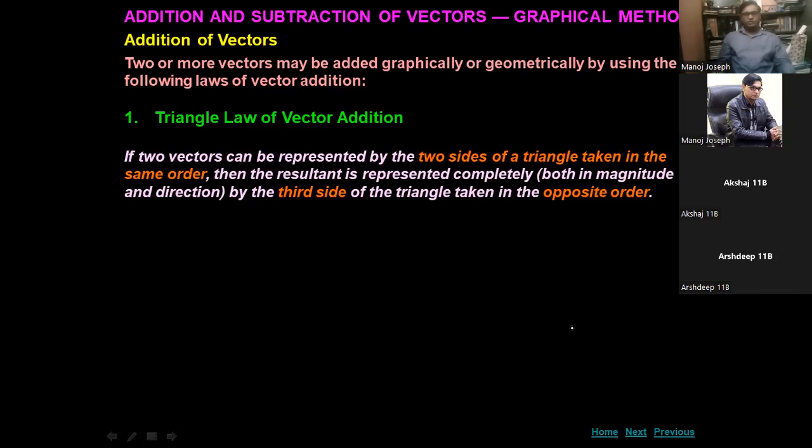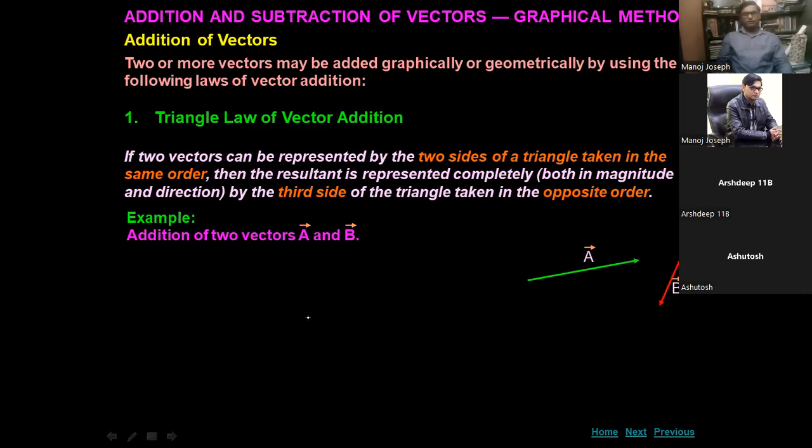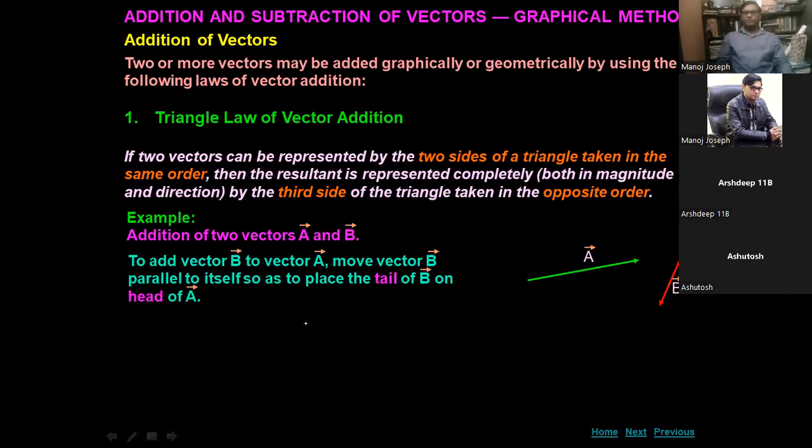You can take the screenshots. So, example, addition of two vectors A and B. Suppose that we have vector A moving in a specific direction and vector B moving in another direction. So how to add them? To add vector B to vector A, we will move vector B parallel to itself, so as to place the tail of B on the head of A.